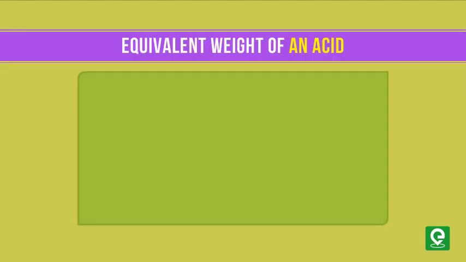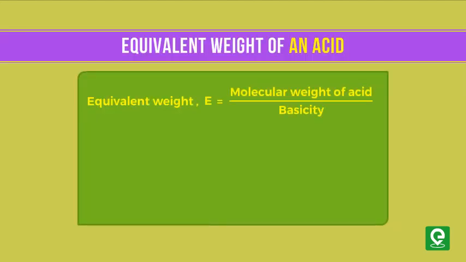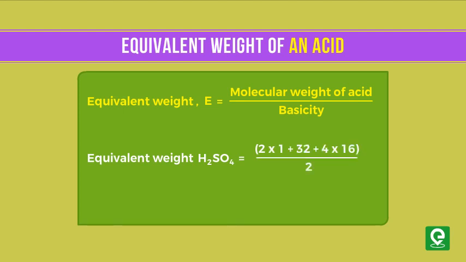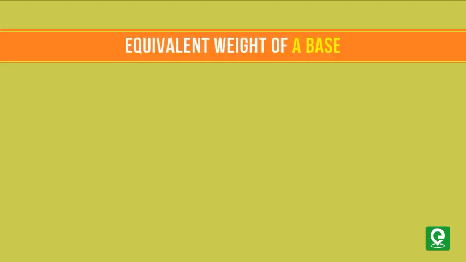Equivalent weight of an acid. The valence factor of an acid is equal to its basicity, which is defined as the number of ionizable hydrogen ions in its aqueous solution. For example, basicity of sulfuric acid is equal to 2. Hence, equivalent weight of sulfuric acid is equal to its molecular weight, that is 2 into 1 plus 32 plus 4 into 16, that is 98, divided by its basicity, which is 2, thus giving us its equivalent weight equal to 49.